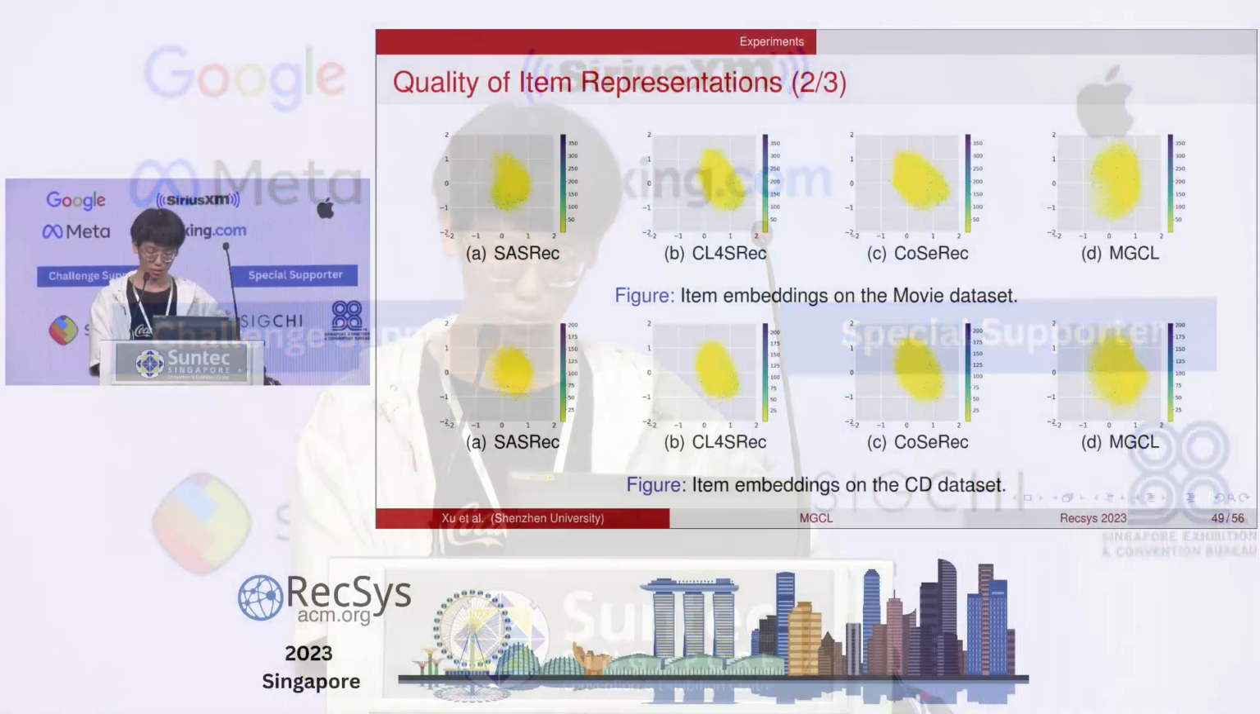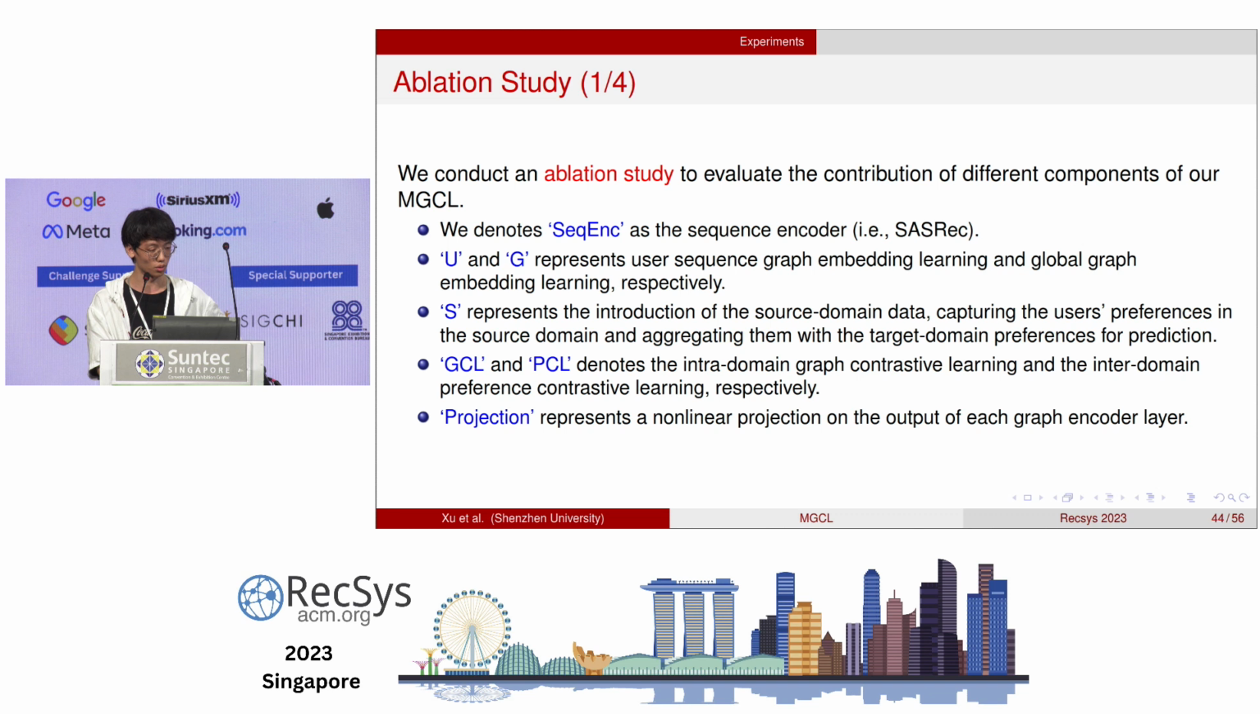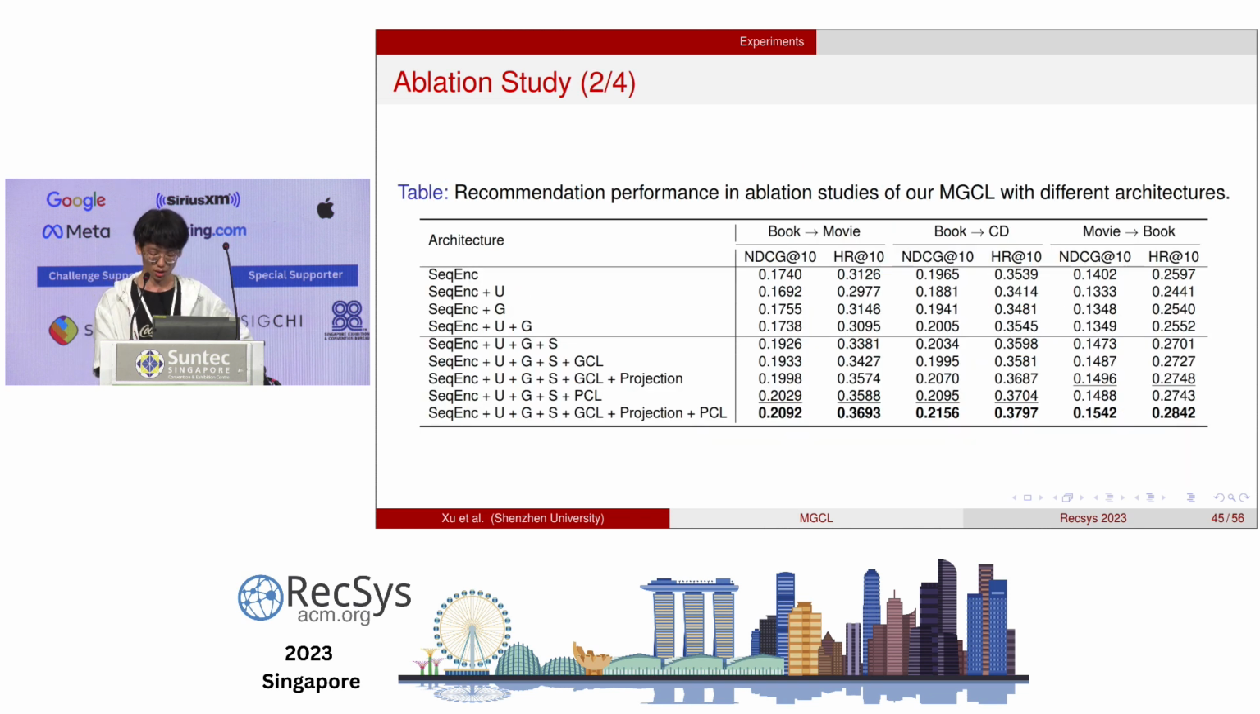Okay, that's a great question. Thanks for asking. Actually, we have conducted an ablation study to evaluate the contribution of different components of our MGCL. So firstly, we can observe that simply attaching the graph encoder cannot achieve better results, which may result from the data sparsity problem.